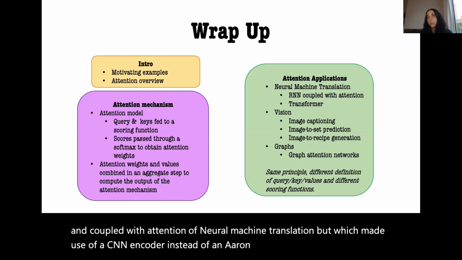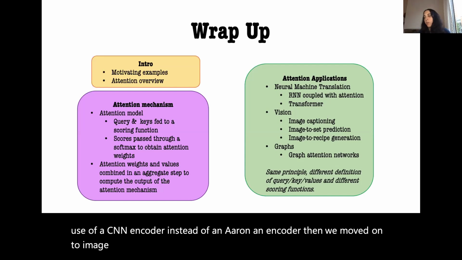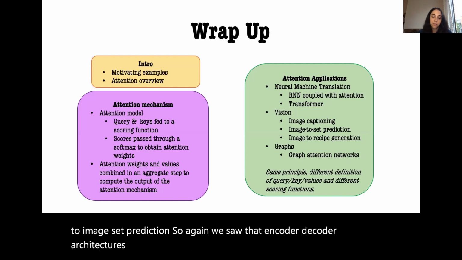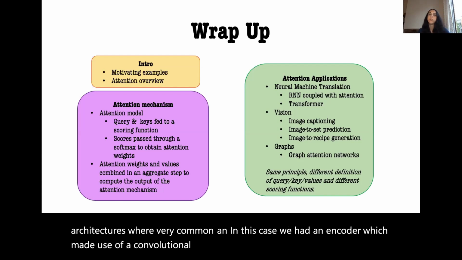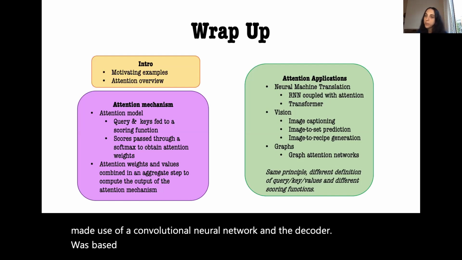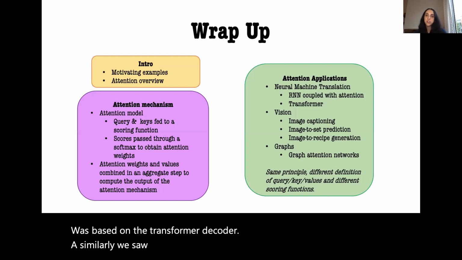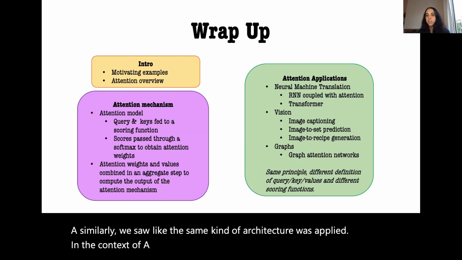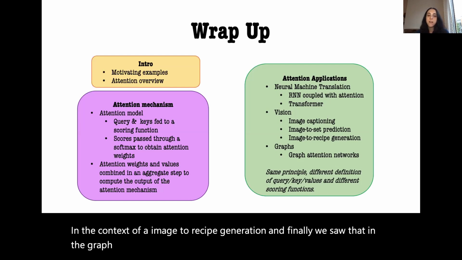Then we moved on to image to set prediction. Again, we saw that encoder-decoder architectures were very common. In this case, we had an encoder which made use of a convolutional neural network, and the decoder was based on the transformer decoder. Similarly, we saw the same kind of architecture applied in the context of image to recipe generation. And finally, we saw that in the graph domain, attention was used to emulate convolution.